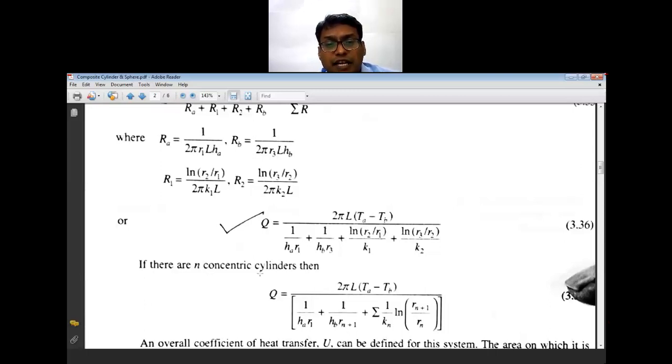So if there are n concentric cylinders, the number of thermal conductive resistances will be the summation. If it's one cylinder, then this term will be 0, this term will be 0, only 3 resistances are there. And if there are 3 cylinders, then one more resistance will be there, so the 5th term will also exist.